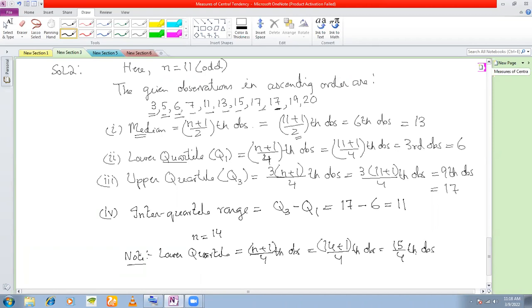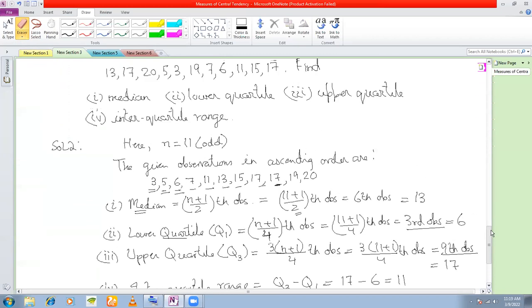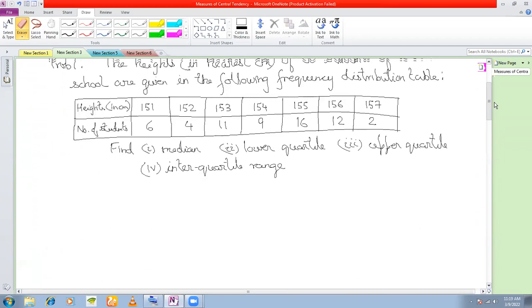In this case, what do you do? How do you locate 15 by 4th observation? Okay, this is one question that should naturally come to your mind. Although in this case, very conveniently, we have got a 3rd observation here, we've got a 9th observation here. But what if you get this quantity as a fraction? Then what you are going to do? Okay, we'll see that a little later. For the time being, let's move on to the next question.